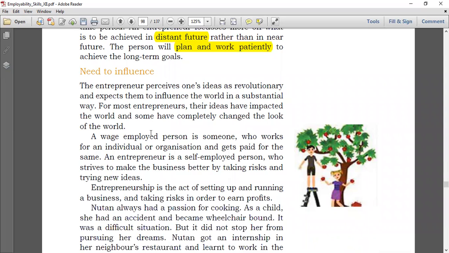Need to influence. Entrepreneurs perceive one idea as revolutionary and expect it to influence the world in a substantial way. So whatever idea an entrepreneur has, that idea will have impact on the world, right? Their ideas have impact on the world. It's written there also, right? And some have completely changed the look of the world. So this idea, your idea should be revolutionary, right?